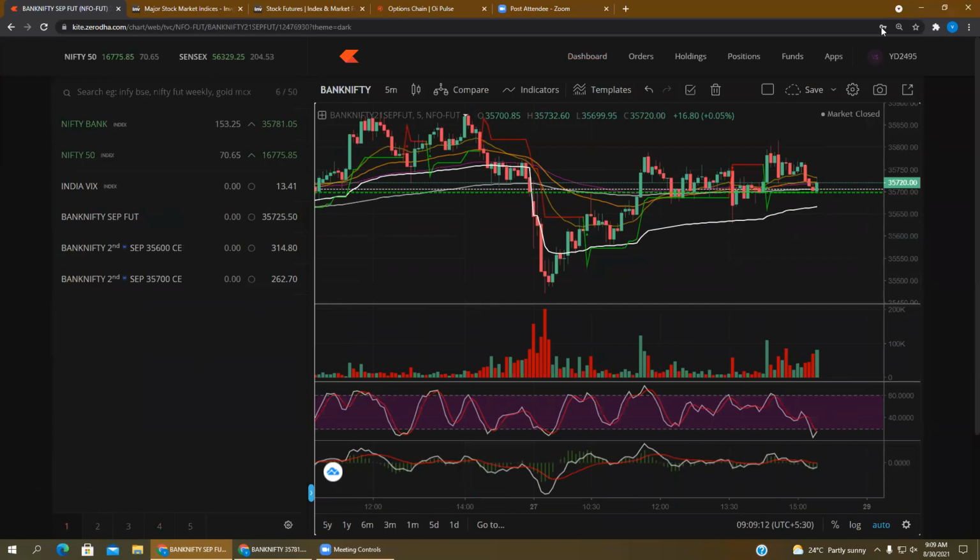For people who were with me and who had taken a position on Friday, what I would look at is booking at least 50% of the call profit, and trading the other 50% at cost, from the call profit. But the put position, I'm going to keep it for at least 30 minutes.